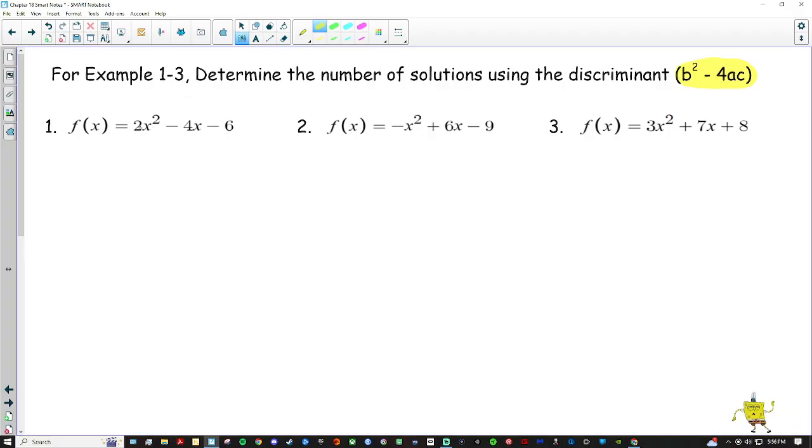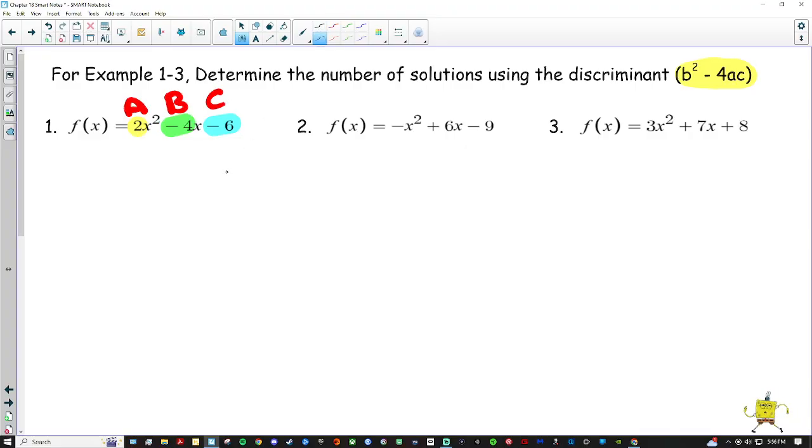Here we go. Here's number 1. We have our 3 values we are looking for. We have 2, -4, and -6. These are our A, our B, and our C value.